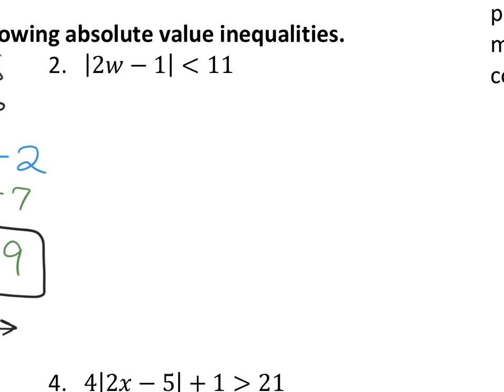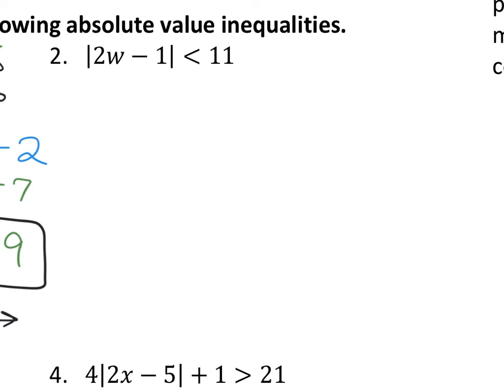This time, we have absolute value of 2w minus 1 less than 11. So I'm going to start off with my ISS steps. Is this graph isolated? Yes, the absolute value bars are all the way by themselves on their side. So I can look at this symbol. What is the name of that symbol? Less than, which means, is this an and or an or statement? And. Okay, great. That means at the end, we're going to put the word and in between our final things. Fabulous. It is isolated. We know what's happening for the end.